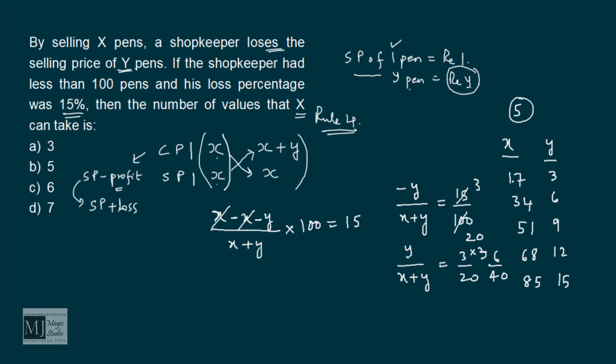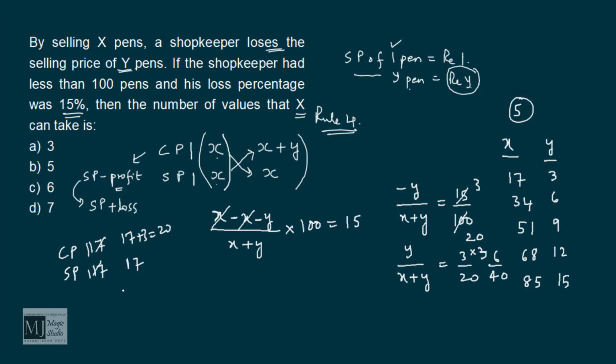So if by selling 17 pens, a shopkeeper loses the selling price of 3 pens, let's pick up one example. Selling price and cost price. We have fixed the selling price to be rupee 1. By selling 17 pens, I have got 17 rupees as return. What is the cost price? Cost price would be 17 plus 3, that is 20.